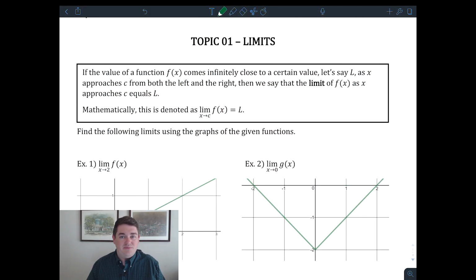We're kicking things off with limits. Now, limits are not really that complicated, but they're so important to everything else that we're going to learn in this class. They're like the foundation of calculus. So let's dive right in, get started, and find out what a limit is.